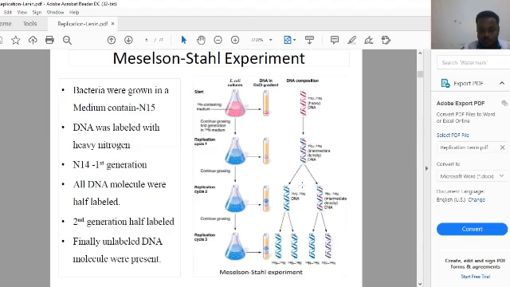In the third generation, 100% of the DNA is N14 and intermediate DNA tends to form, 50% N14 and 50% intermediate DNA. After the final generation, all the DNA molecules present are unlabeled. So this experiment is called the Meselson-Stahl experiment. Okay.